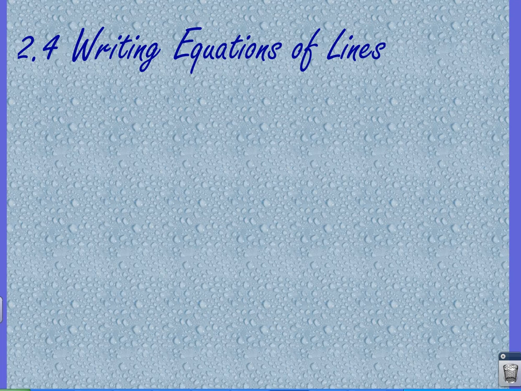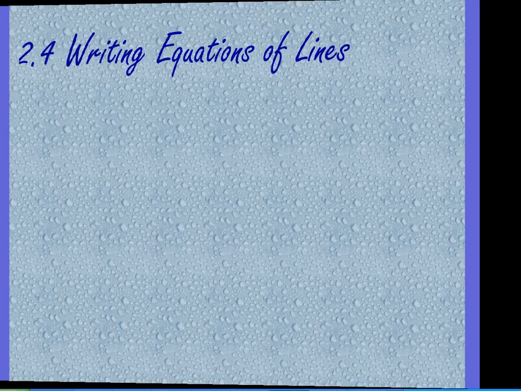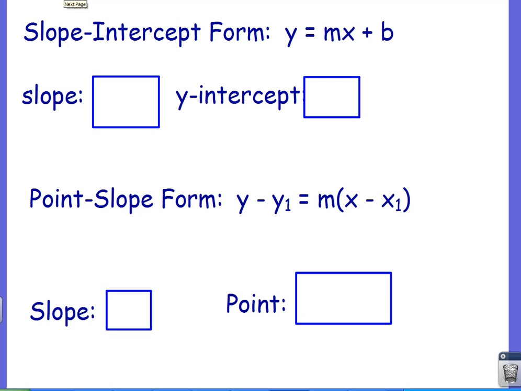All right, lesson 2.4 is writing equations of lines. Now, when you're writing equations of lines, there are two formulas that we need to talk about. First of all, the first one is the slope-intercept form. And if you'll remember from when we were graphing, this formula will give you two items, hence where it actually gets its name from. It will give you the slope and it'll give you the intercept.